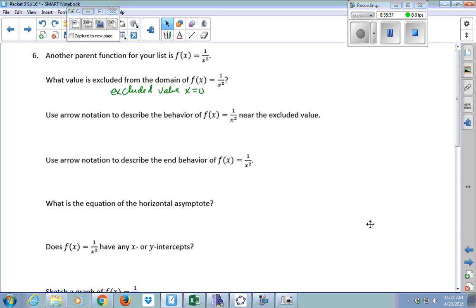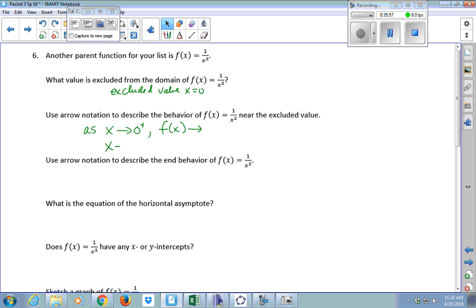Okay, so let's use our arrow notation to describe the behavior as we get close to 0 from both directions. So we want to fill in this. As x approaches 0 from the right-hand side, what does f of x approach?